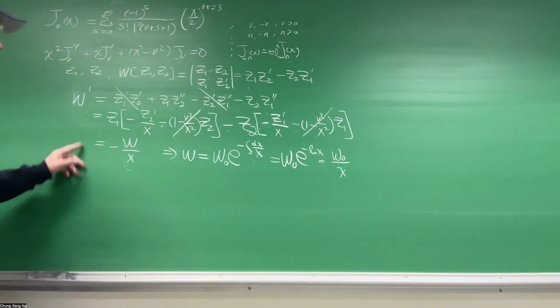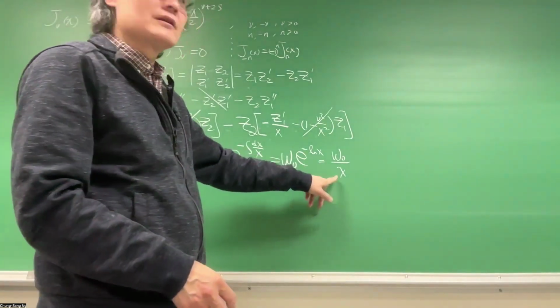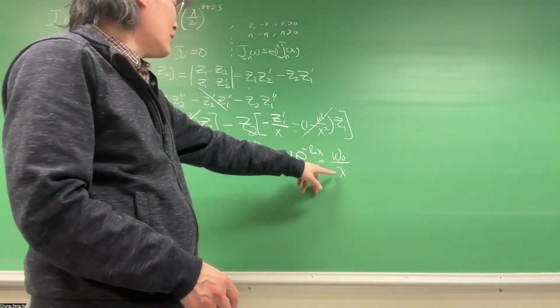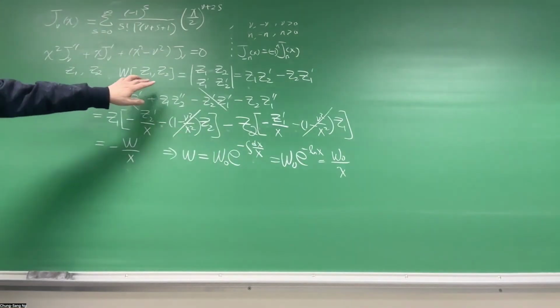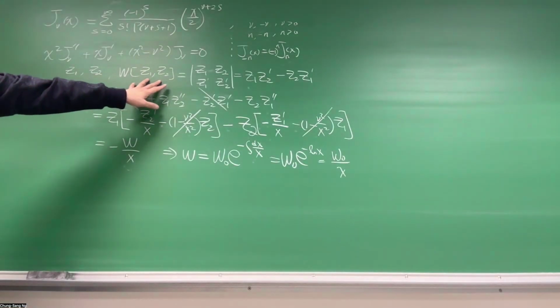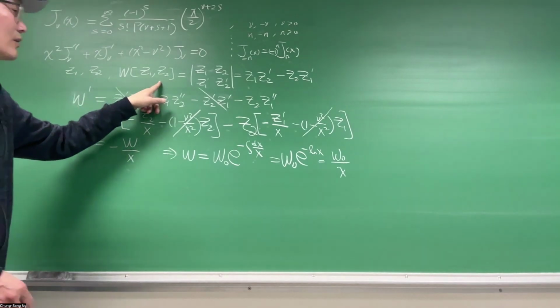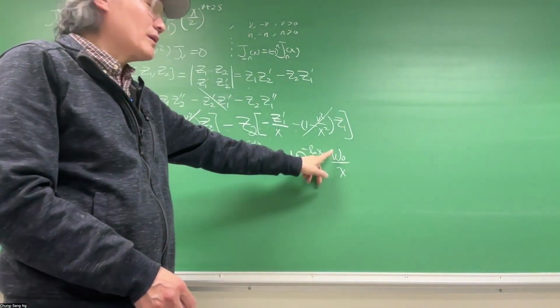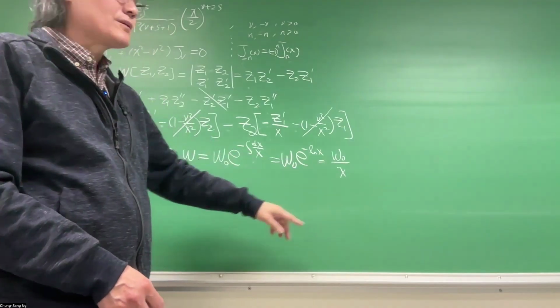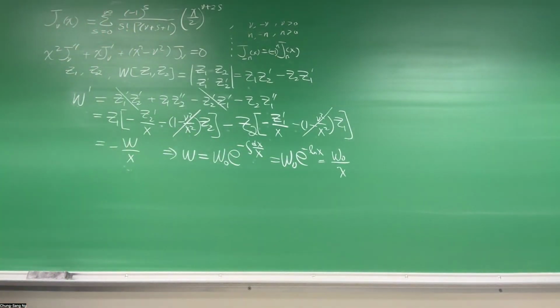Okay, so they are proportional to 1 over x here for the Bessel equation. Whatever the solutions of the Bessel equation, any two of them, the Wronskian must be proportional to 1 over x. Okay, so that is the property.